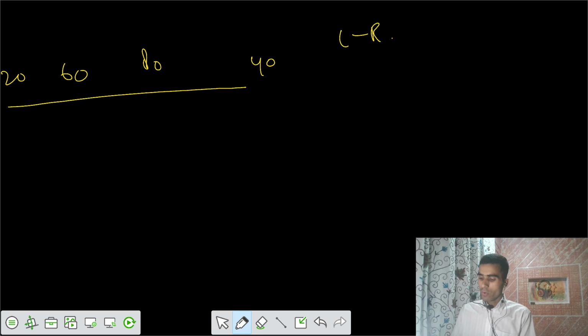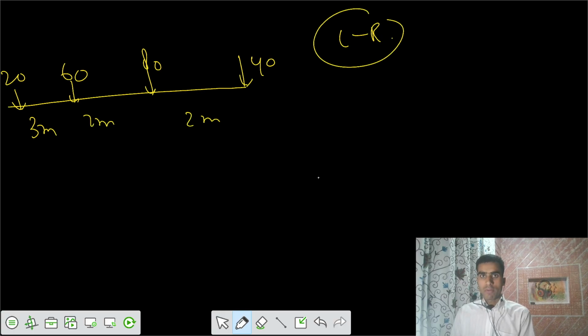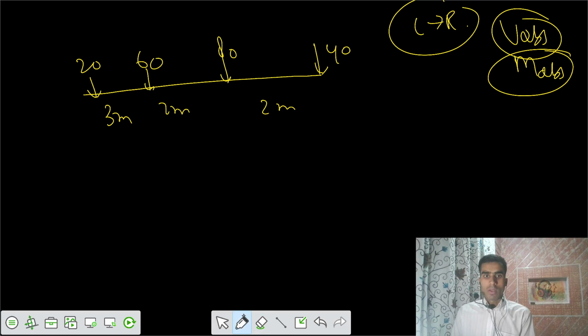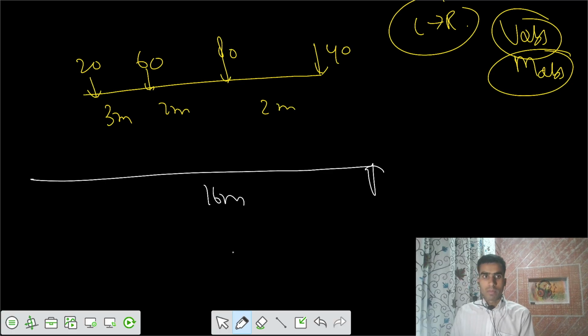So we had four loads: 40 kilonewton, 80 kilonewton, 60 kilonewton, and 20 kilonewton. Spacing is 3 meter, 2 meter, 2 meter. They are moving in the left to right direction. Now we need to get the absolute shear force and maximum absolute bending moment at any section. So if I say what the beam looks like, what is the length of the beam, I would say that is a 16 meter beam.